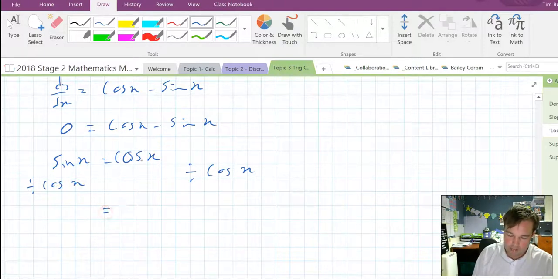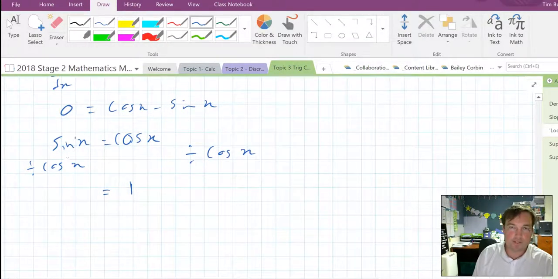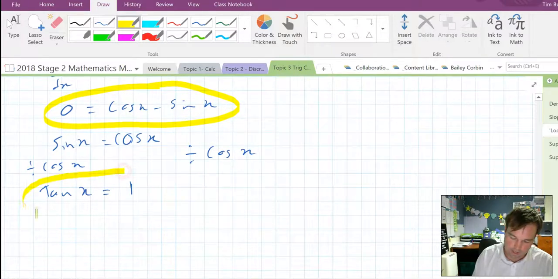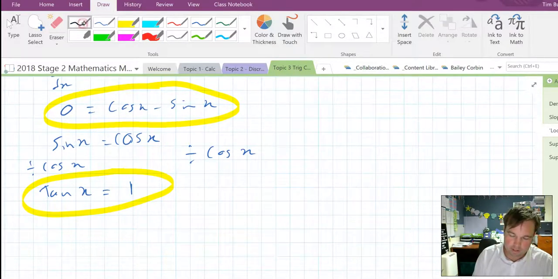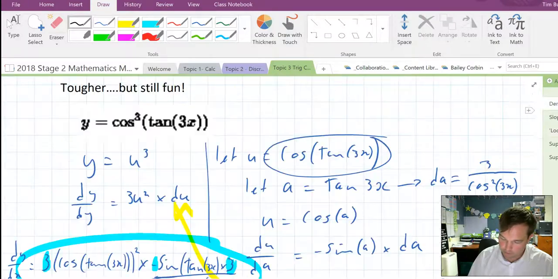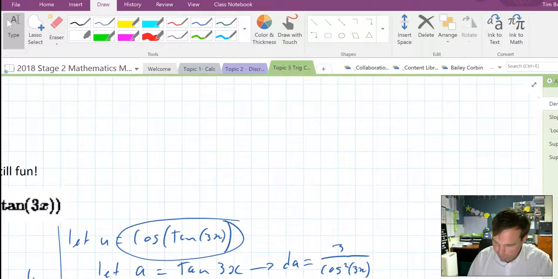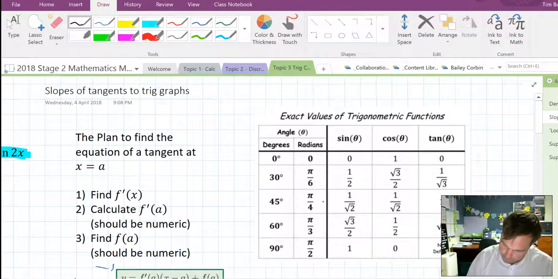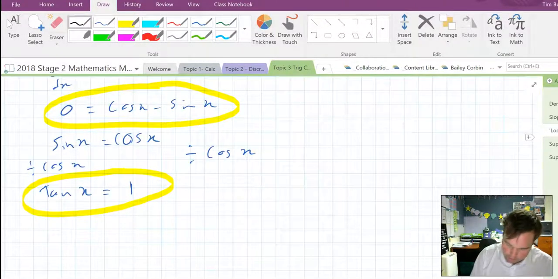But on the left hand side, cos x divided by cos x is 1. Sin x divided by cos x, well, sin x on cos x is tan x. So what we can do is take quite an ugly equation like this and turn it into something nicer like that. Neat, huh? And then we can go back to our table and think, when is tan x equal to 1? Tan x is equal to 1 when the angle is pi on 4. So our solution is x equals pi on 4.